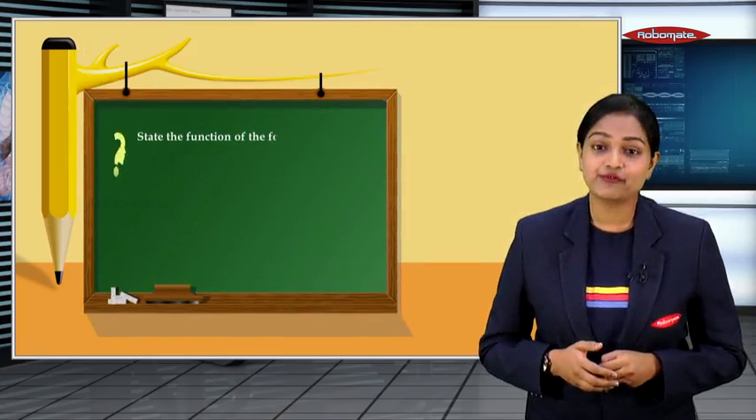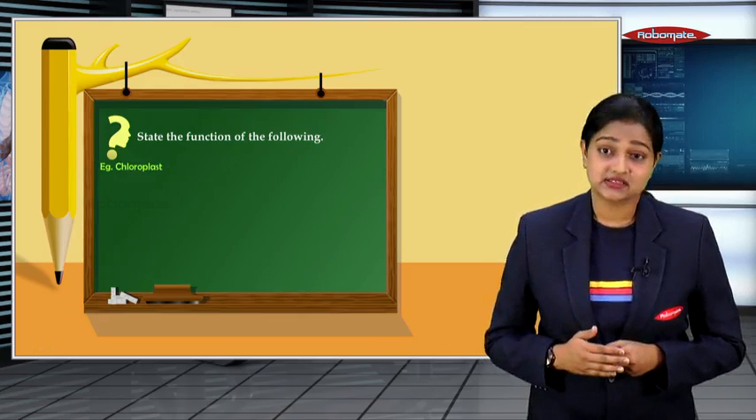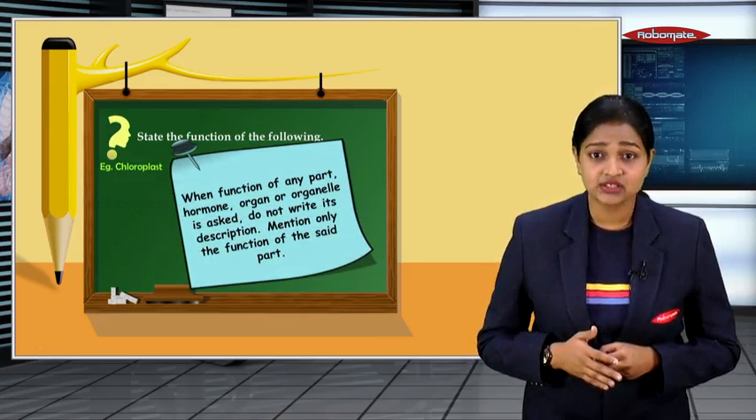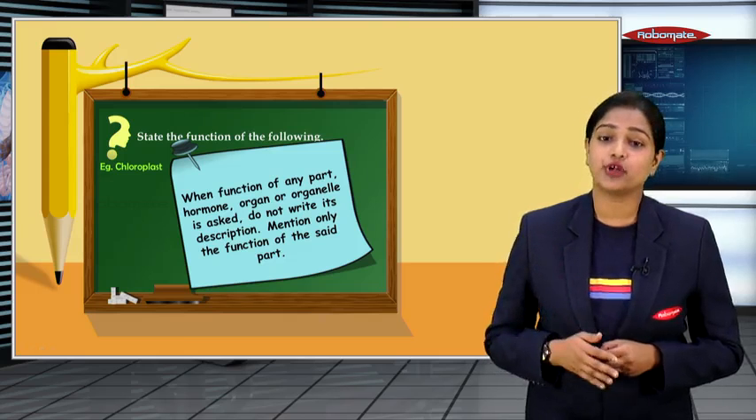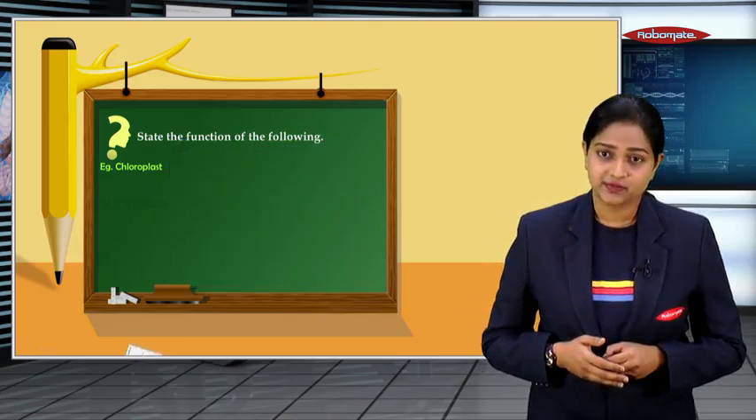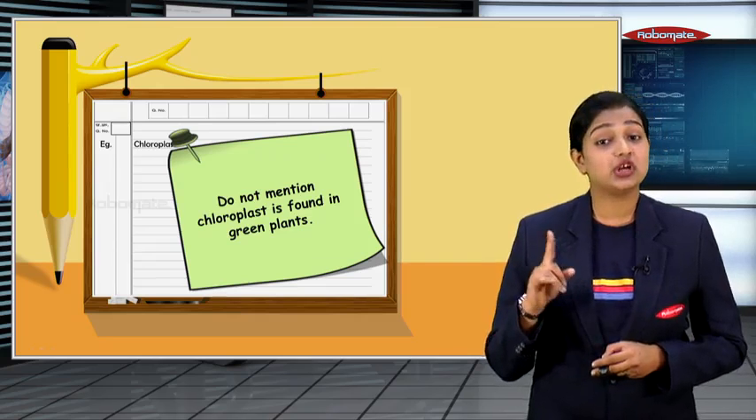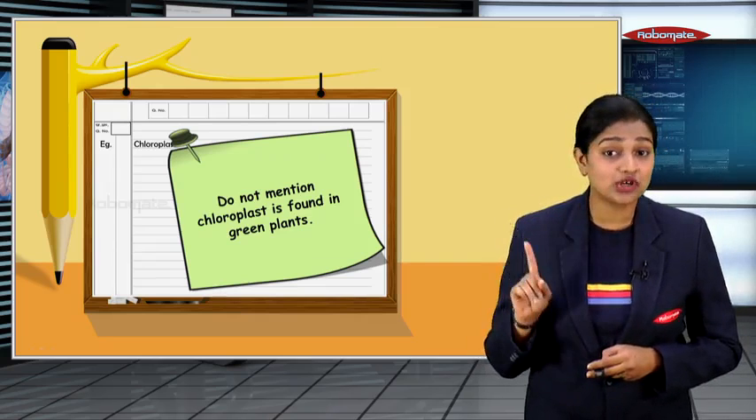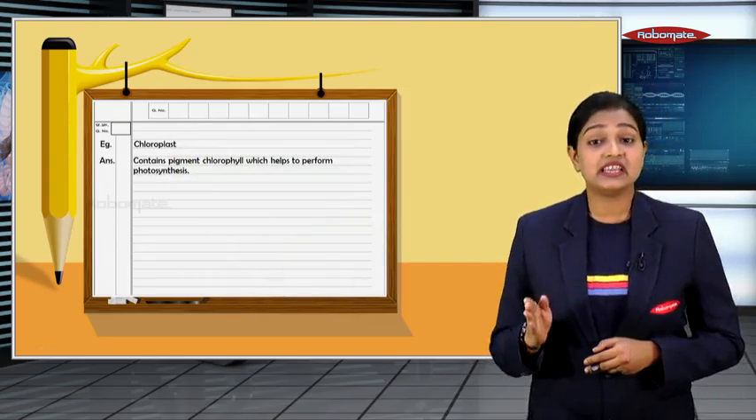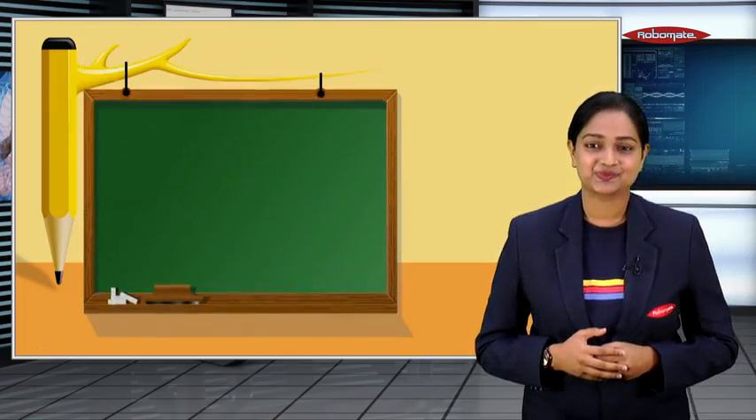Moving on to the next type of question. State the function of the following. Chloroplast. Remember students, when the function of any part or hormone is asked, then do not write the description for that part. Mention only the function of the asked part. So for chloroplast, do not mention that chloroplast is found in green plants. That is not its function. The function of chloroplast is asked and the answer should be: contains pigment called chlorophyll which helps to perform photosynthesis.